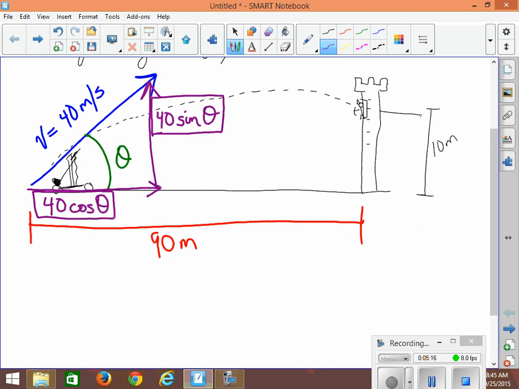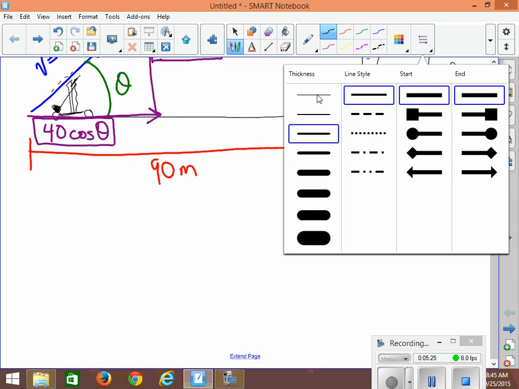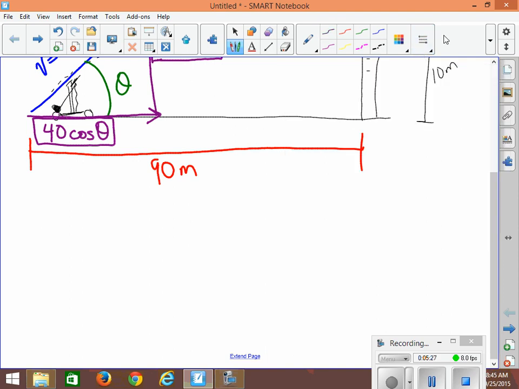Now, we continue through. Let's go down a little bit, and we write our horizontal and vertical equations, as best we can, expressions. So if we consider the vertical motion only, we could look at what the v1 might be, what the acceleration, the displacement, and the time might be. The v1 from our picture is 40 sine theta.